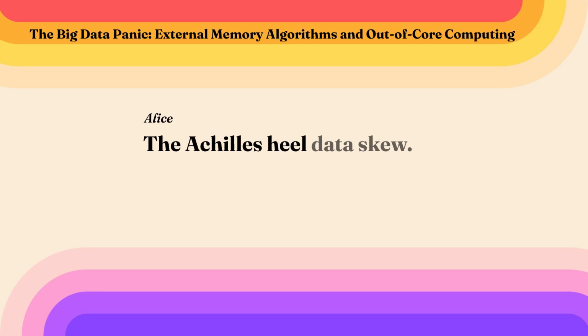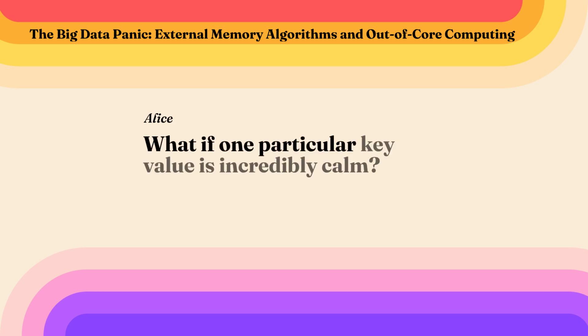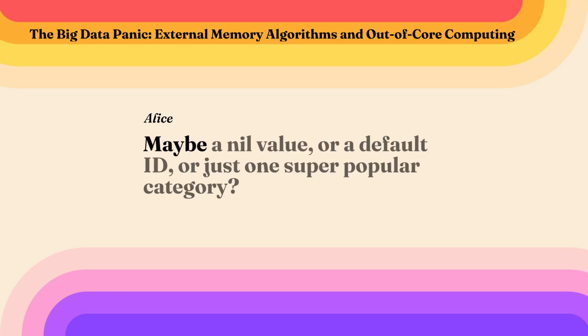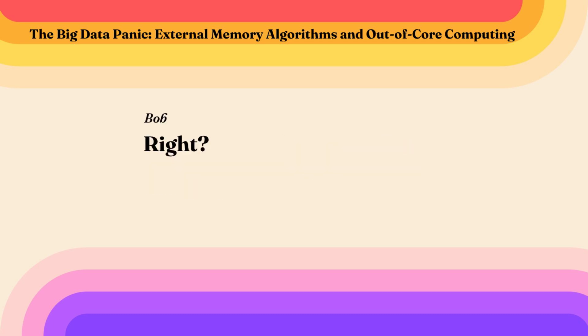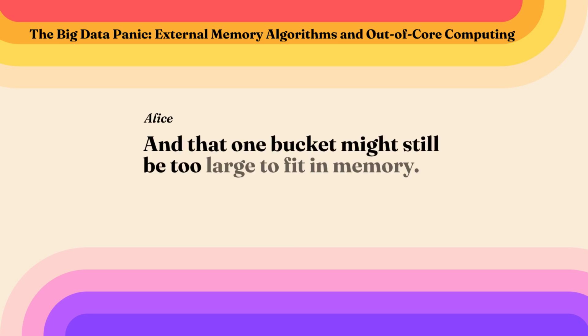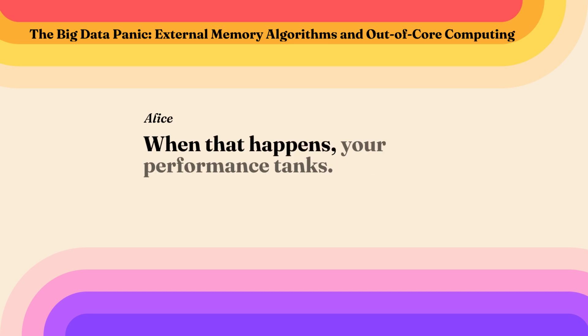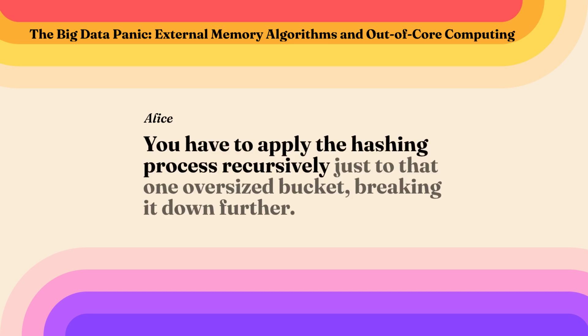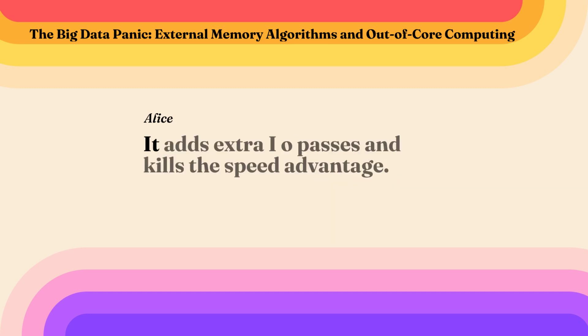The Achilles heel. Data skew. What if one particular key value is incredibly common, maybe a NULL value or a default ID or just one super popular category? Right, then tons of records will hash to the same bucket. And that one bucket might still be too large to fit in memory. When that happens, your performance tanks. You have to apply the hashing process recursively just to that one oversized bucket, breaking it down further. It adds extra I/O passes and kills the speed advantage.